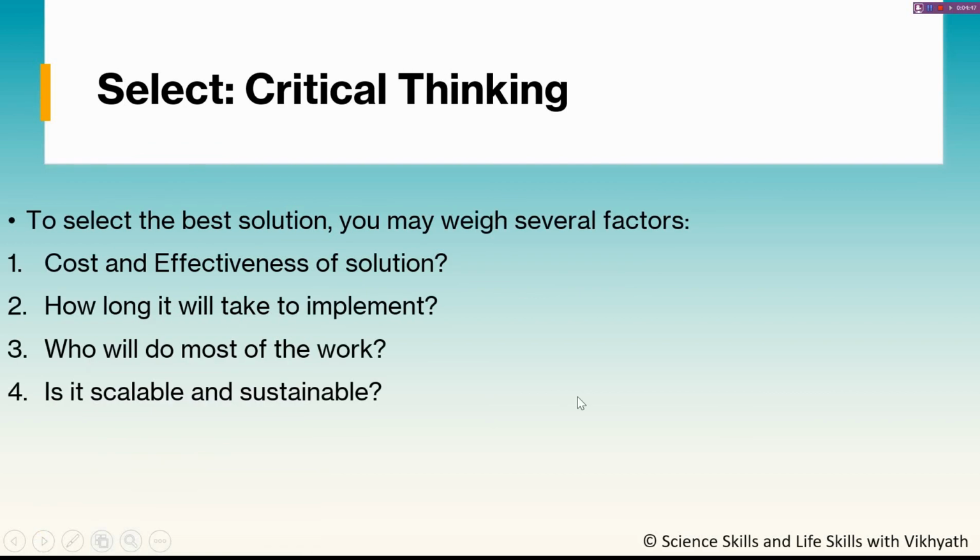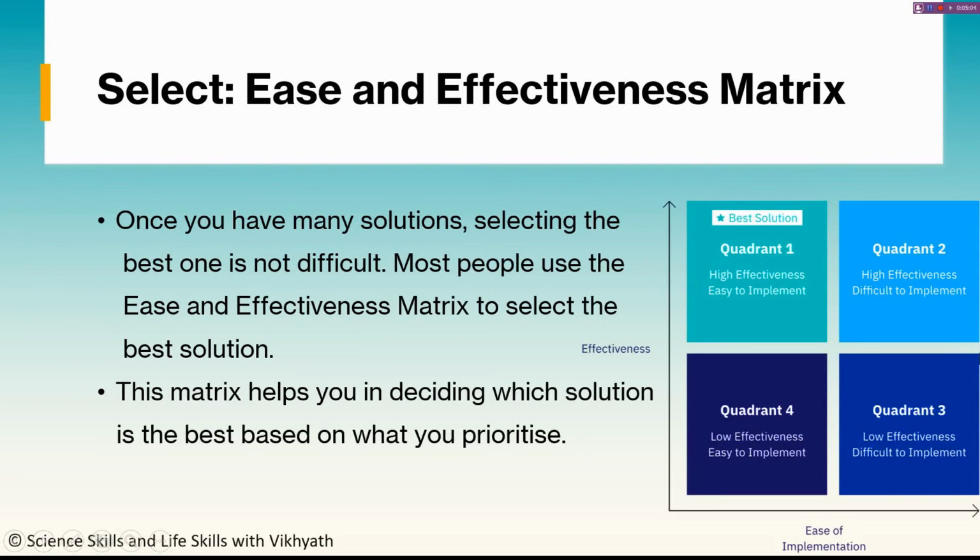Now we are in the select step, which is the fourth step. So to select the best solution, you may weigh several factors such as the cost and effectiveness of the solution, how long it will take to implement, who will do most of the work, is it scalable and sustainable, etc. To help you with selecting, there's something called the ease and effectiveness matrix.